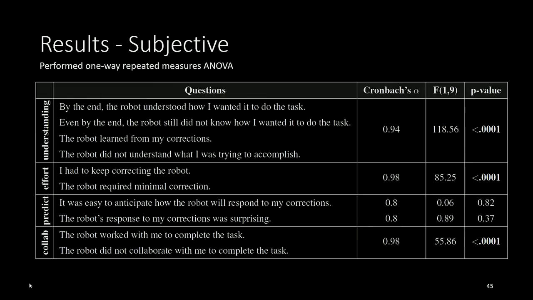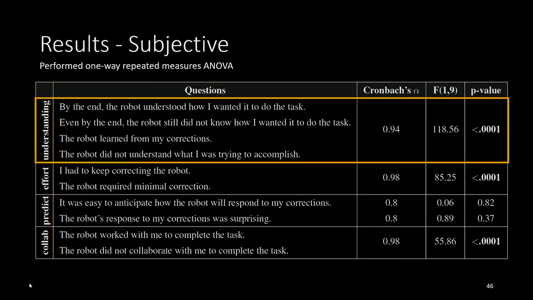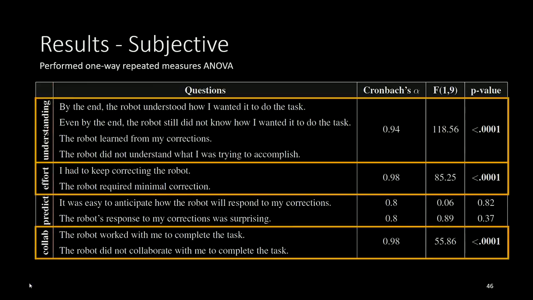We also asked all participants at the end of their interaction to fill out a 7-point Likert scale survey about how they felt interacting with this robot. Here are some of the sample questions that they were asked. And we found, after performing a one-way repeated measure ANOVA, that for understanding, for effort, and for collaboration, participants significantly felt that the robot was better when it was actively learning.